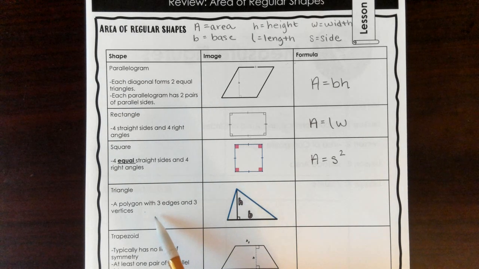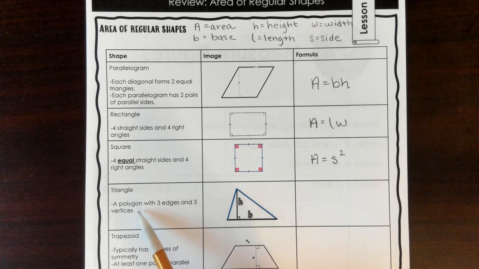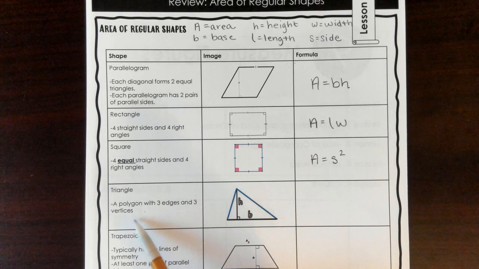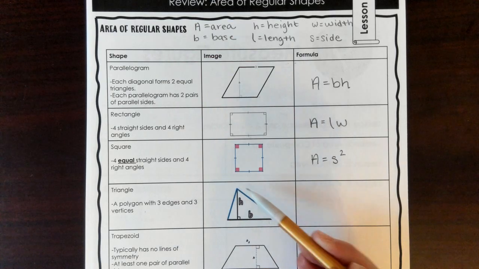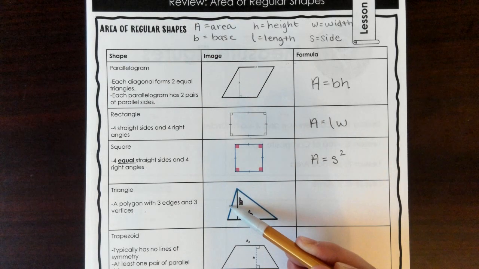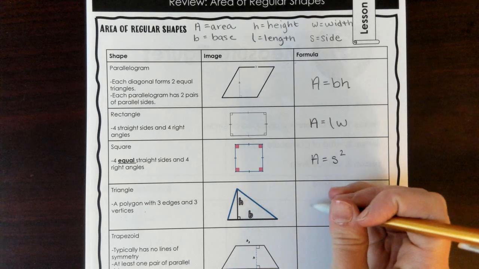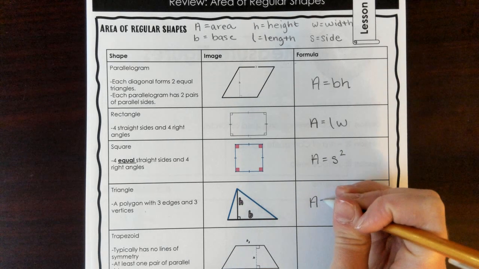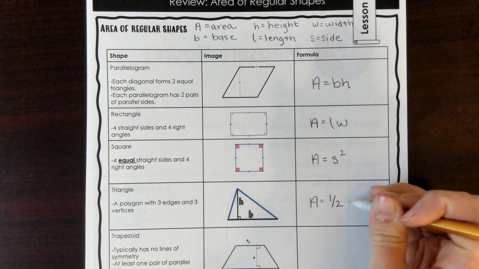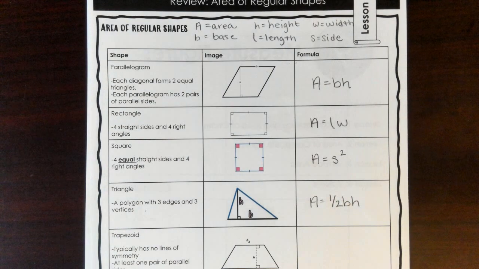Next, we have a triangle. A triangle is a polygon with 3 edges and 3 vertices. Your vertices are your points, and then you have your edges here, which are similar to the sides. And we're going to use A equals 1/2 base times height.